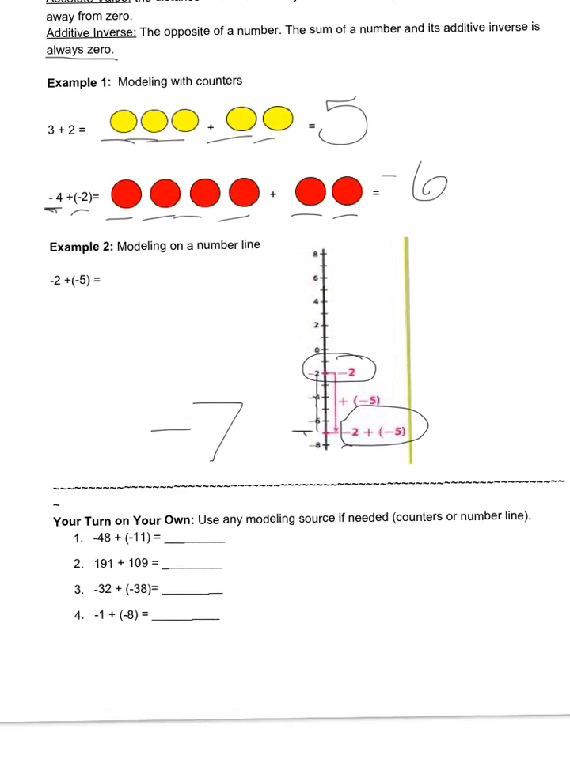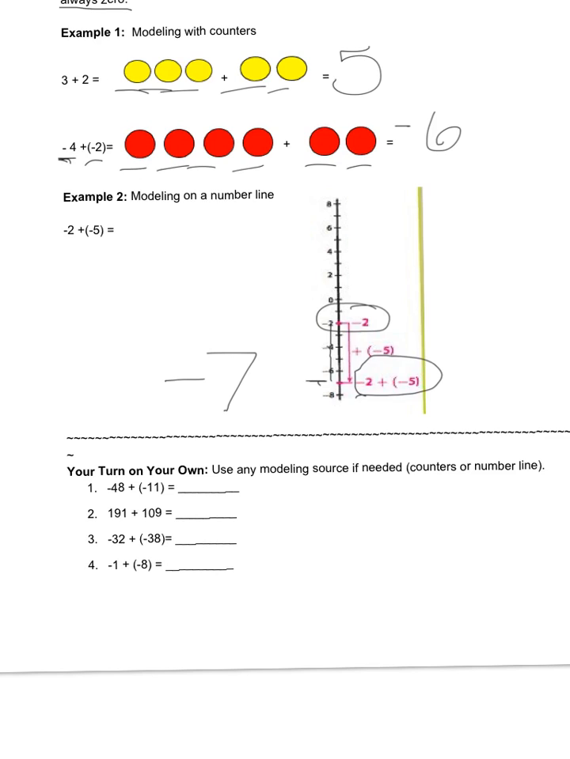Now what I would like you to do on your own is to solve these 4 problems. Over here you'll see you have some space if you need to have any modeling or draw any pictures to represent this. Be very careful in your answers and make sure that you are answering it correctly, whether that be positive or negative. So think about how we represent a negative number. If you have any questions, mark them down, and I will see you tomorrow in class.